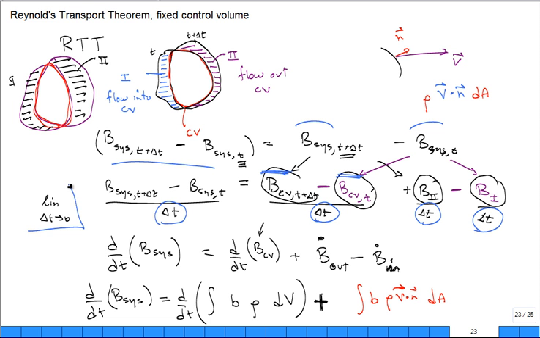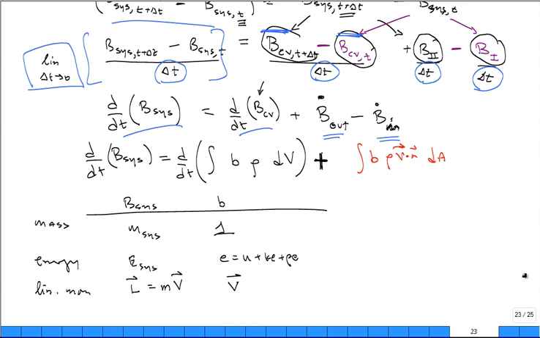Do the limit of every little group as delta T goes to 0. Recall from Calculus 1, the fundamental theorem of calculus, which is basically the definition of a derivative. And this turns into the time derivative. This turns into time derivative. This is the flow rate out. This is the flow rate in. The way that you would calculate the amount that's in the control volume is do the integral of summing up over the control volume.